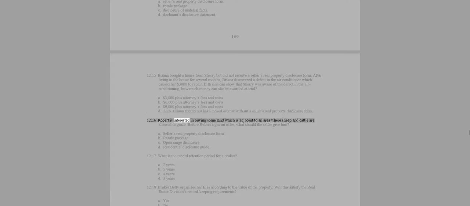12.16 Robert is interested in buying some land which is adjacent to an area where sheep and cattle are allowed to graze. Before Robert signs an offer, what should the seller give him? A. Seller's real property disclosure form. B. Resale package. C. Open range disclosure. D. Residential Disclosure Guide.